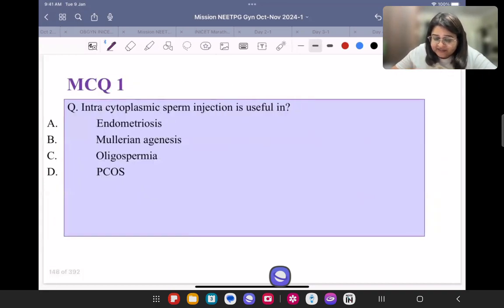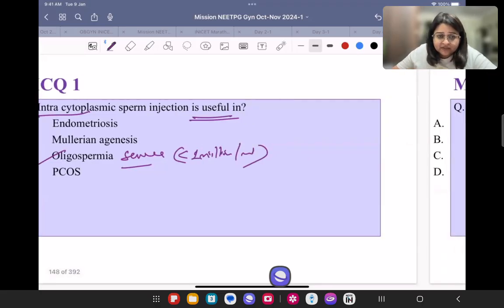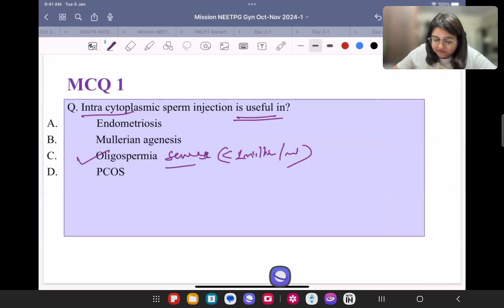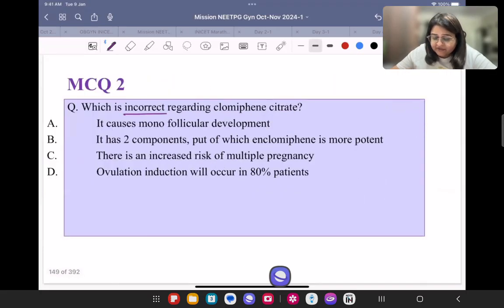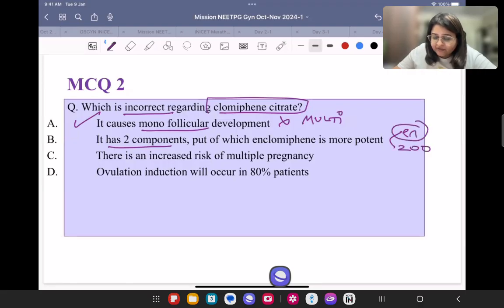Now coming to questions, ICSI is useful in oligospermia. In fact, severe oligospermia, when the count is less than 1 million per ml, is when you want to do an intracytoplasmic sperm injection. So severe oligospermia. Which is incorrect regarding clomiphene citrate? It causes monofollicular development. No, it causes multifollicular development. It has two components, remember, N-clomiphene and zu-clomiphene. The N-clomiphene is more potent. Okay, there's increased risk of multiple pregnancy. Ovulation will occur in 80% of patients.